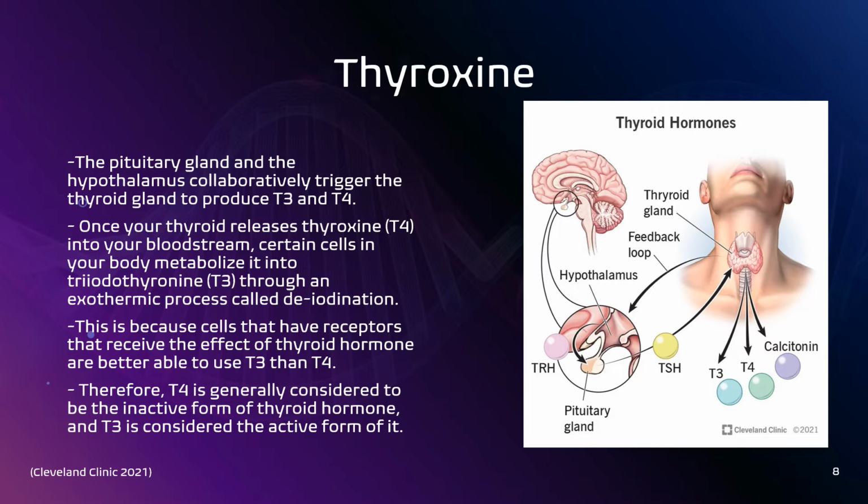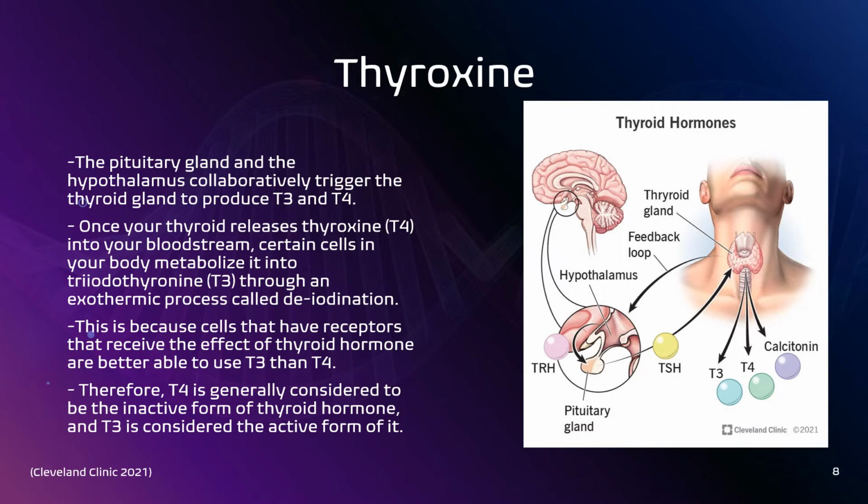So how it's synthesized and how it works is the pituitary gland and the hypothalamus collaboratively trigger the thyroid gland to produce T3 and T4. To not confuse everybody, here's an image of how the process works inside the thyroid gland. It's going to be a collaborative effort between TSH, which is thyroid stimulating hormone, T3, which is triiodothyronine, and T4, which is the thyroxine.